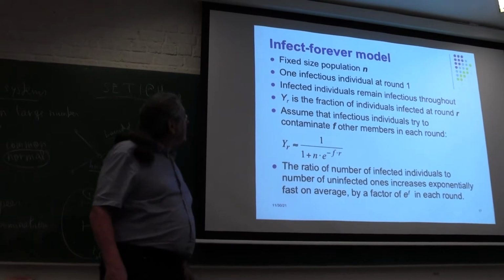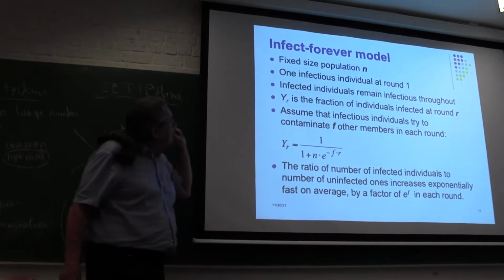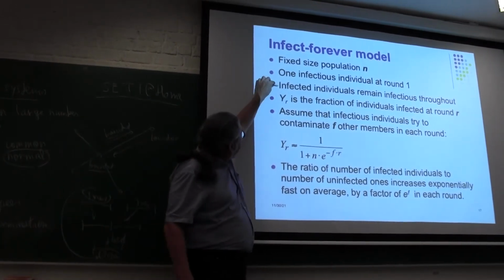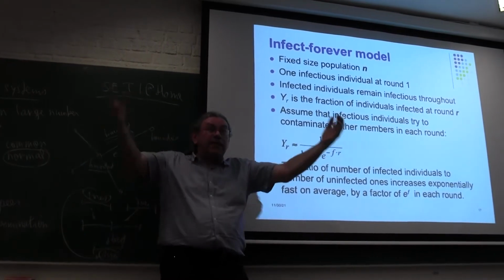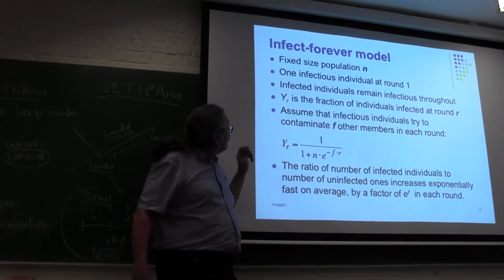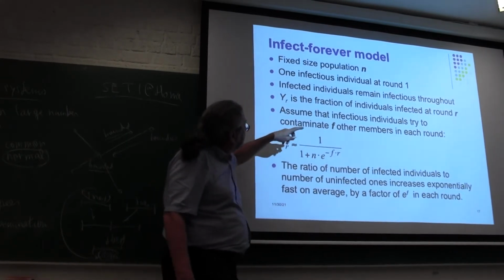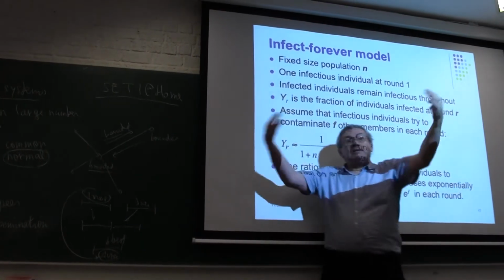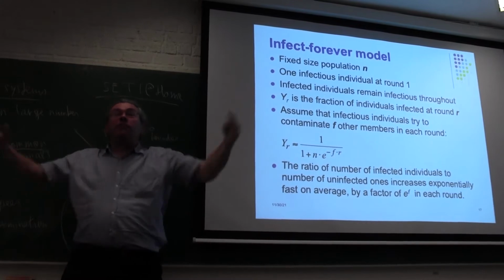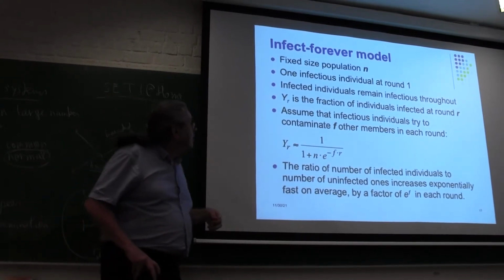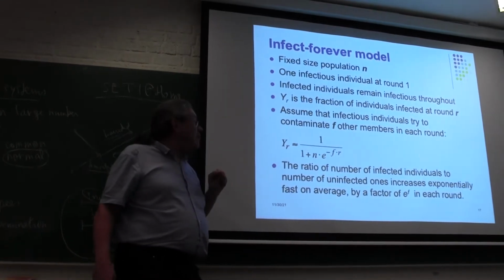Here is a model called Infect Forever. I have n people, I have one infectious individual, and the idea is that if I am infected, I stay infectious. That means that when I have the disease, I keep spreading it. That's why it's called Infect Forever, huh? And Y_R is the fraction of individuals infected at round R. So a round is like a cycle, huh? Round 1 means all nodes have done one round trip. Round 2 means every node has run 2, and so on, huh? In each round, every infectious individual tries to contaminate F other members.